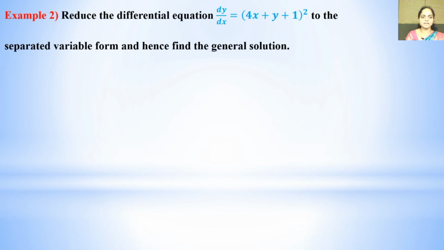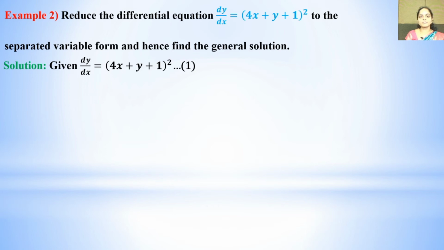Next example: reduce the differential equation dy by dx equal to (4x plus y plus 1) whole square to the separable variable form and hence find the general solution. Let's start the solution. First, we write the given differential equation: dy by dx equal to (4x plus y plus 1) whole square, which is our equation number 1.